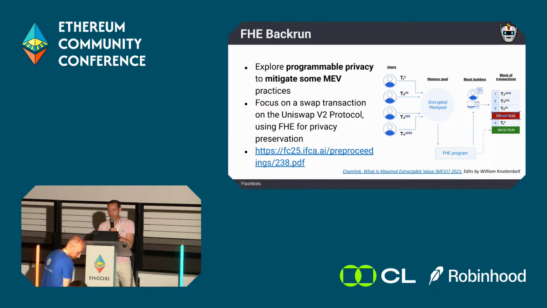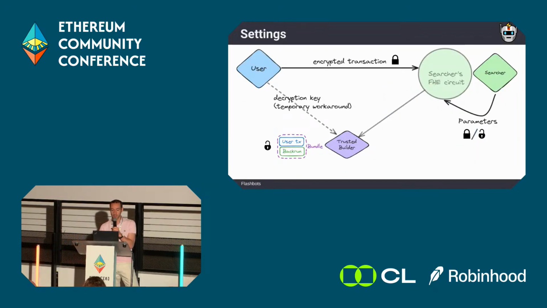The setting we had was relatively simple. We assumed a user transaction. The user encrypts the transaction and sends it to the searcher in one way or another: encrypted mempool, direct RPC, whatever you want. The searcher can run an FHE circuit that encodes what we call a searching strategy, which computes over the user's transaction, tries to see how it's going to impact the price on a Uniswap pool, for example, and generates its own backrunning transaction based on that to capture an arbitrage opportunity.